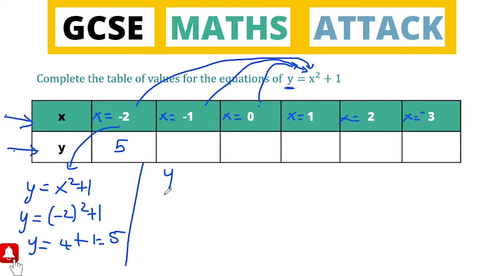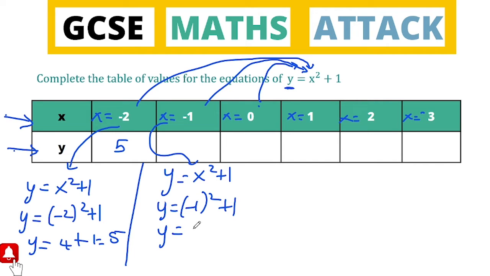The next one, we're going to substitute minus 1 into the equation, x squared plus 1. So y is equal to minus 1 squared plus 1. Minus 1 squared we know is minus 1 times minus 1, which is 1. 1 plus 1 is 2. The next one, x is equal to 0. So we have 0 squared plus 1. 0 squared, which is 0 times 0, plus 1, which is 1.